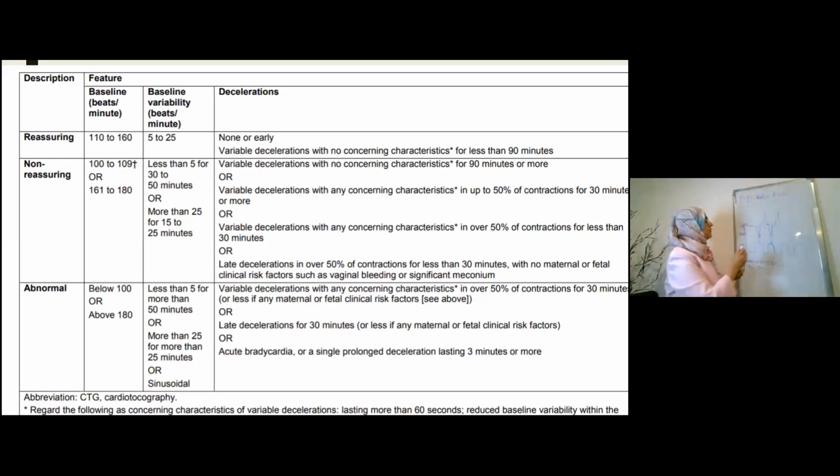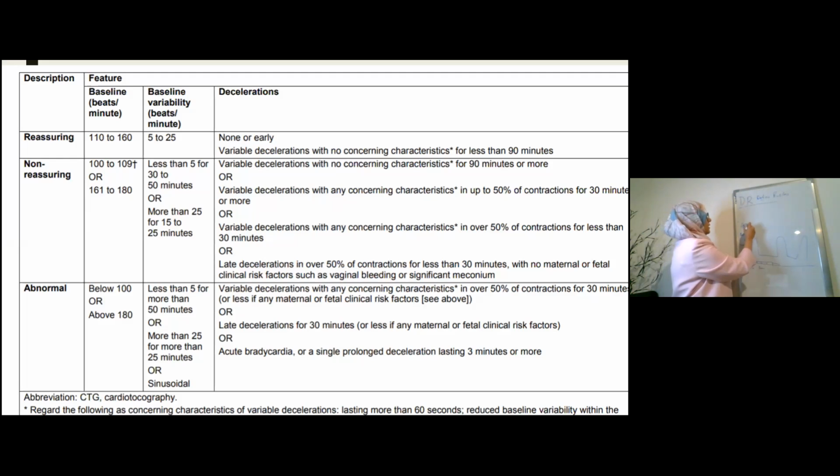So you will see that the peak of the contraction matches exactly to the trough of the deceleration. So these are early decelerations and we are all happy about it, okay? Then we start seeing another pattern and we start thinking, are we still happy about it? So you keep on having contractions. The mother has a contraction here, then she has a contraction here. You're allowed to have about 3 to 4 contractions in 1 minute, okay?